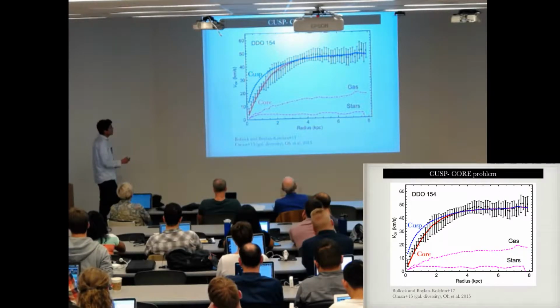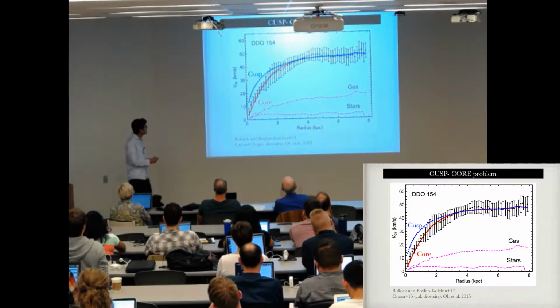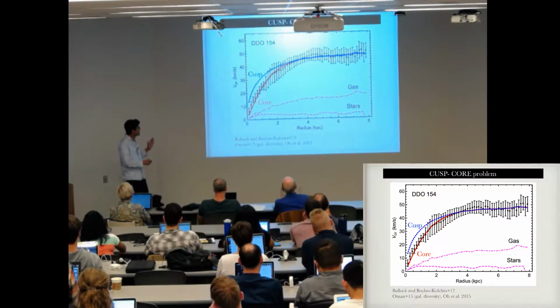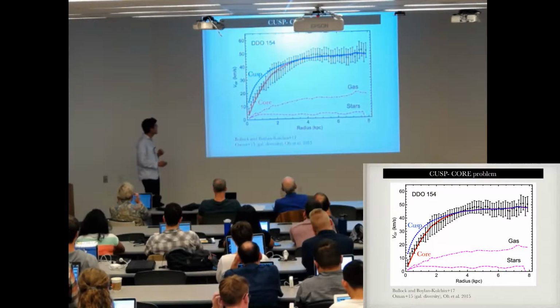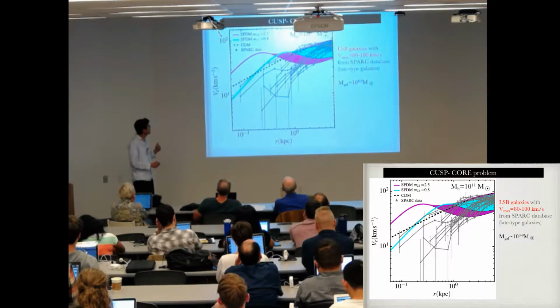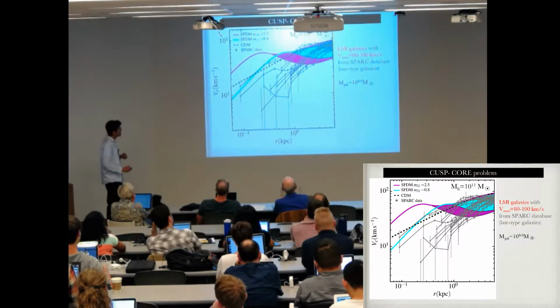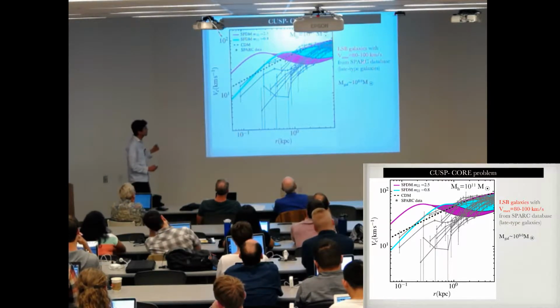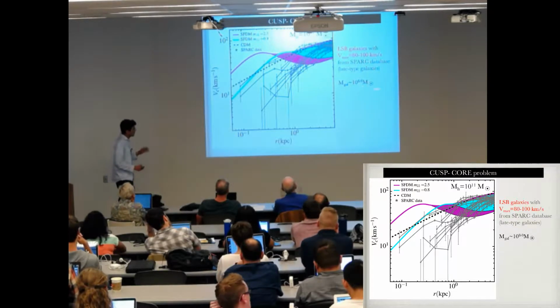So here's the cusp-core problem that you already know. Basically, you have galaxies that sometimes have cored profiles, and what we did was compare, just to get an intuition of what scalar field dark matter does with the cusp-core problem. So we selected LSB galaxies from this Vmax range from SPARC, which are galaxies that are 10 to the 8 to 10 to the 9 solar masses.